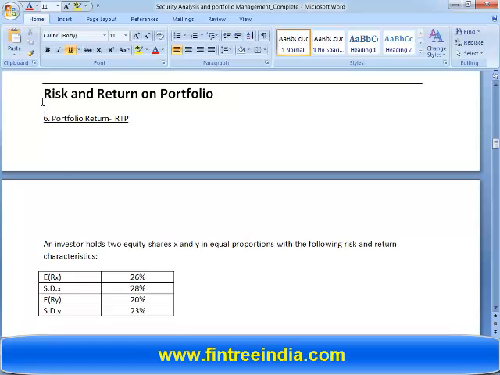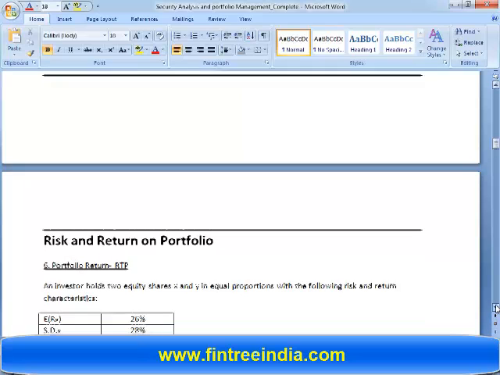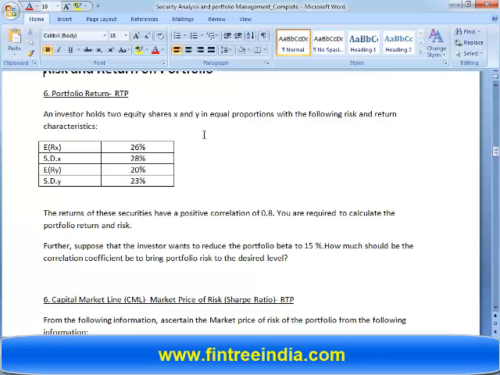Question number 6. Risk and return on portfolio. An investor holds 2 equity shares of X and Y in equal proportion with the following risk and return characteristics. Expected return on X, standard deviation of X. Expected return on Y, standard deviation of Y. The returns of these securities have a positive correlation of 0.8. You are required to calculate portfolio return and risk.